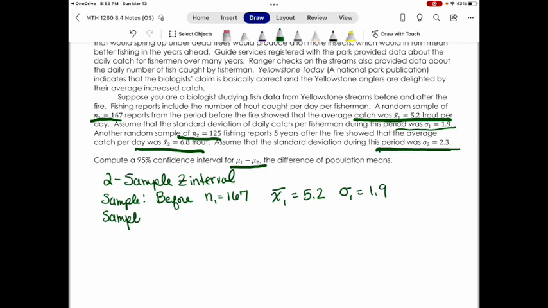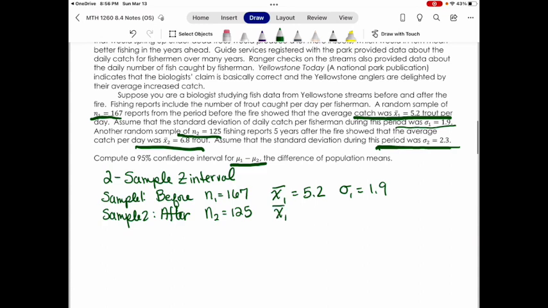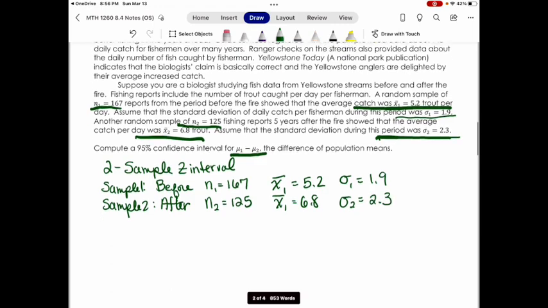Then the second sample, this was after the fire. It gives us the information that the second sample was from 125 reports, and the mean from that sample, the average was 6.8 trout per day, and the population standard deviation was 2.3.